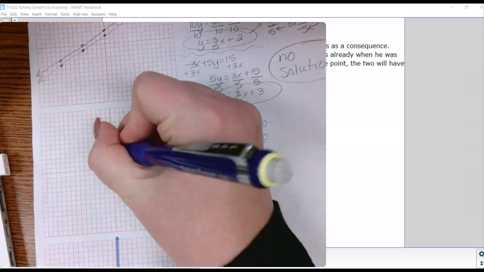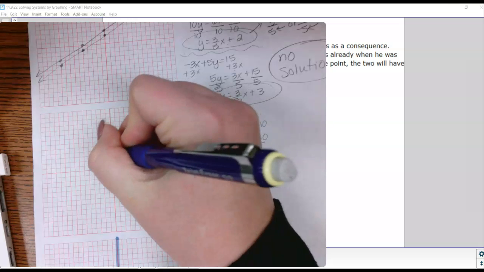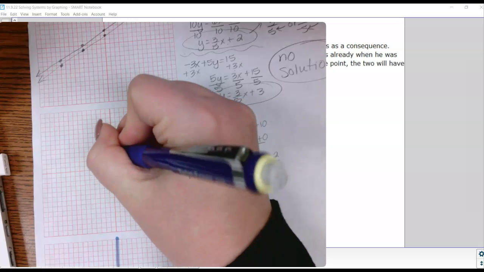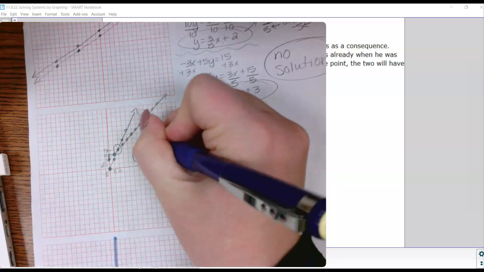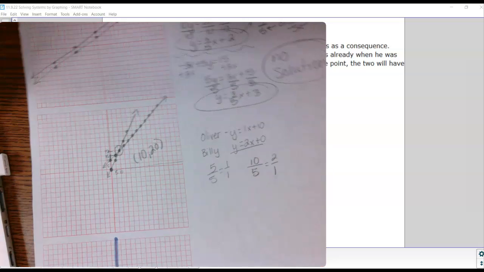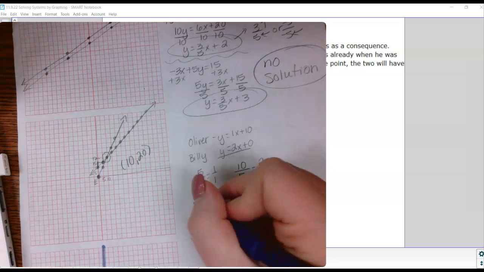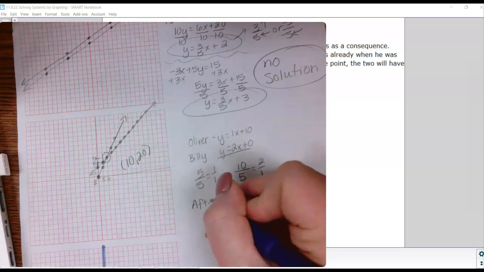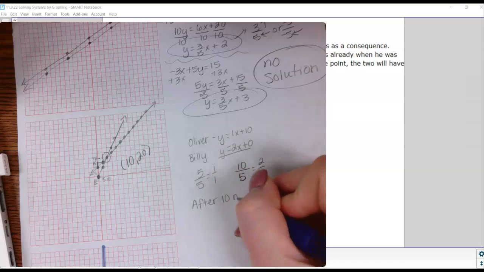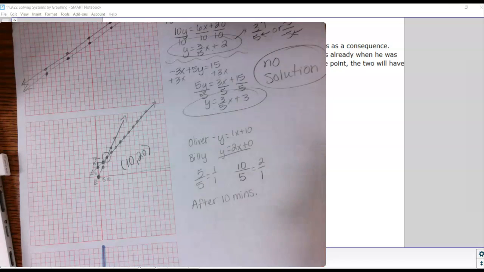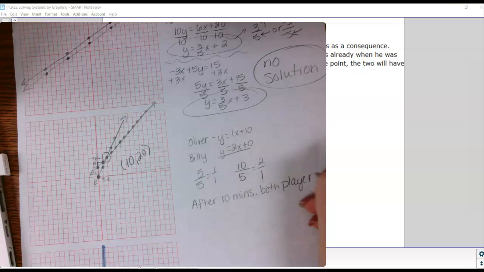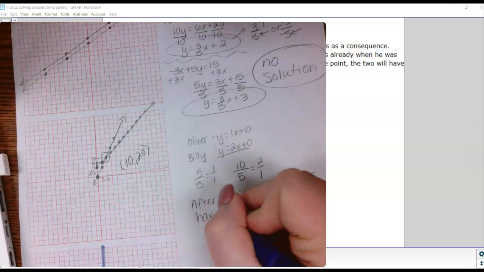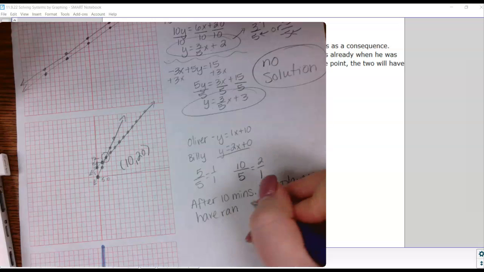So the point of intersection, that's 15, that's 20, is here. So that point is actually 10, 20. And what that means in context to this problem is after 10 minutes, both players have run 20 laps.